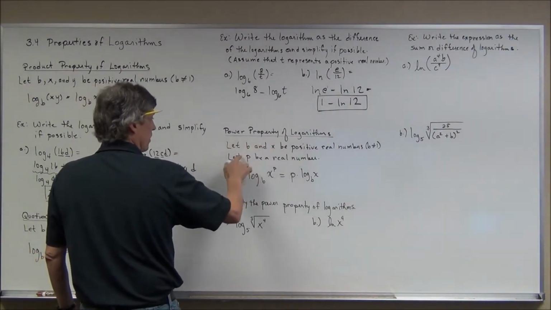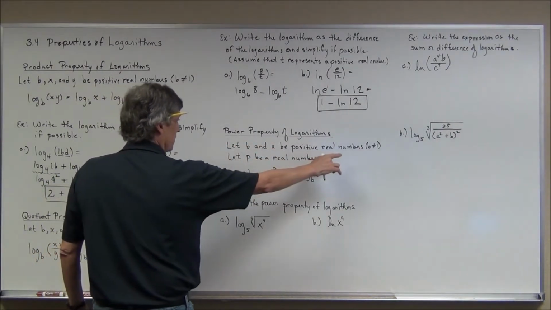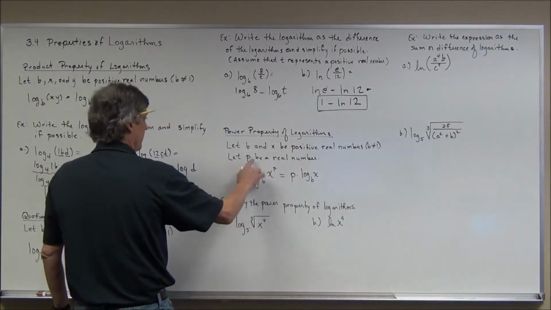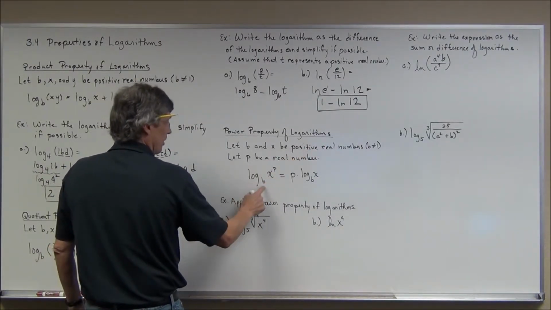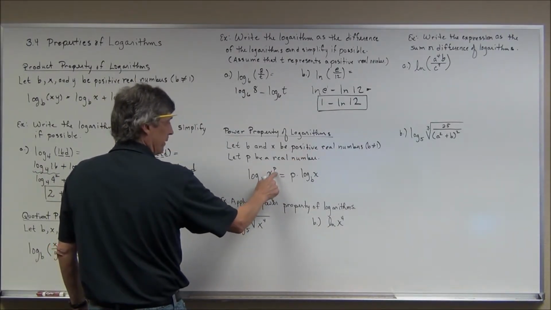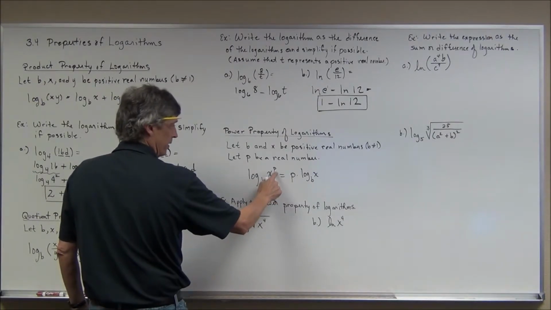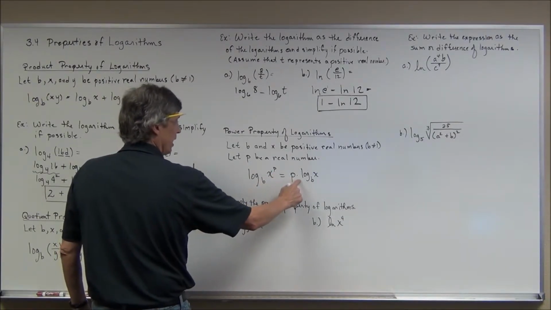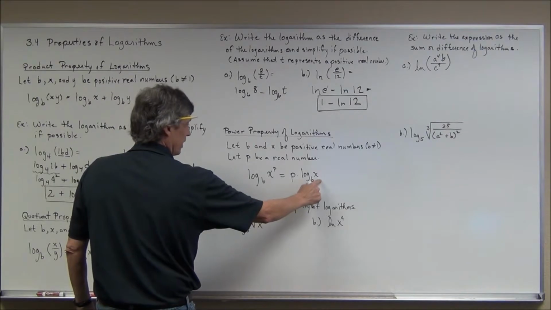The power property of logarithms says: let b and x be positive real numbers, b not equal to 1, and let p be any real number. Then the log base b of x raised to the power of p is equal to p times the log base b of x.